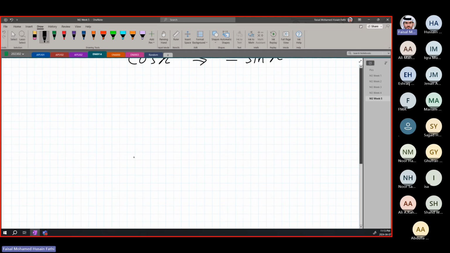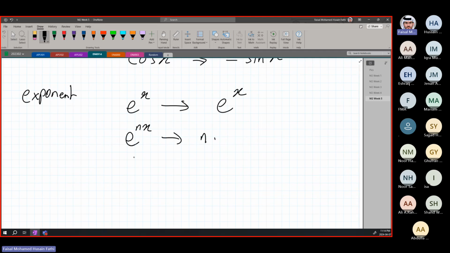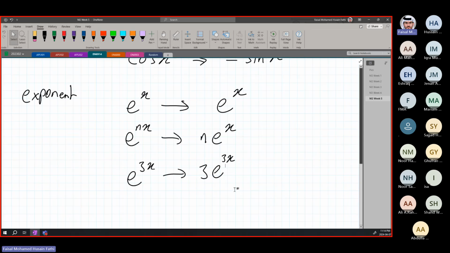What else do we have? The exponential, e to the power of x. The easiest one, it stays exactly the same, becomes e to the power of x. But if we have e to the power nx, where n is a constant, it's going to be n e to the power of nx, which is the shortcut method, or you can do it through substitution. For example, e to the power of 3x, its differentiation will be 3 e to the power of 3x. Okay? This is e to the power nx.